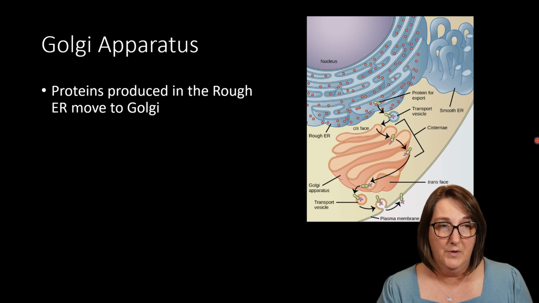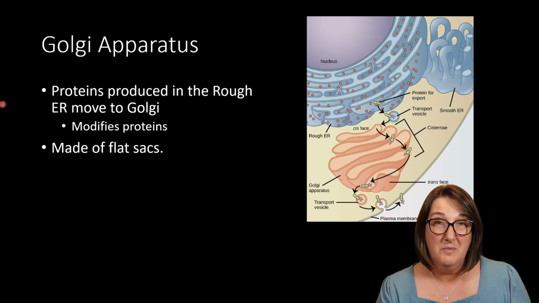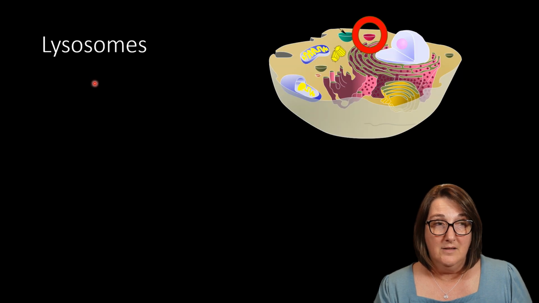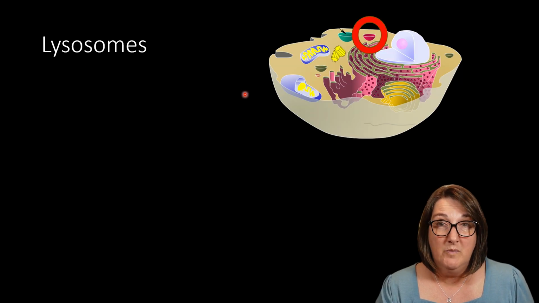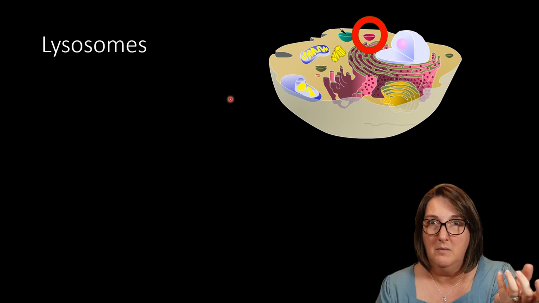So it's going to produce proteins that were made by the rough ER. They're going to get modified. They're going to be shipped, so they're going to go where they need to go. These are flat sacs. I used to call them pancakes. They're like pancake stacks. And the next one's going to be lysosomes. So lysosomes can actually be made by the Golgi. So when they pinch off, I can make these little bubbles that are going to become lysosomes.